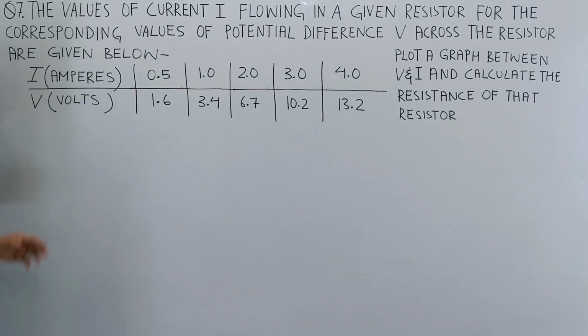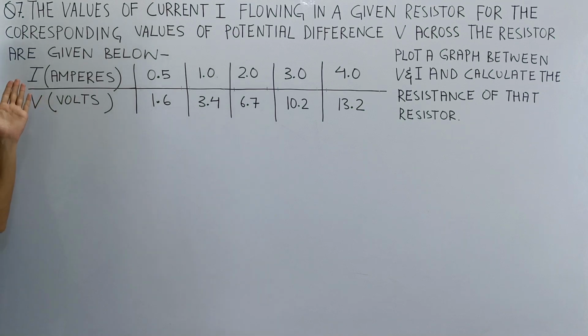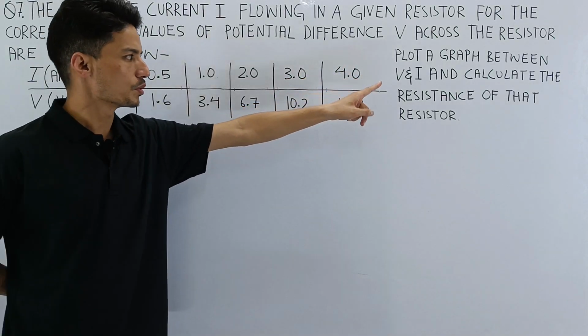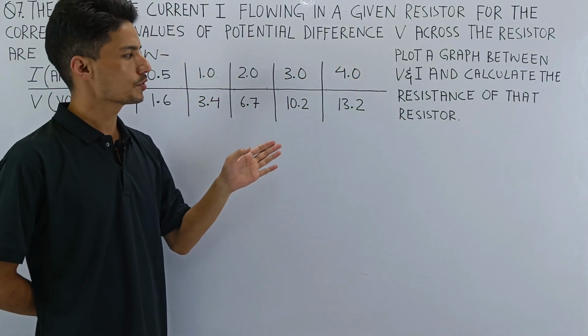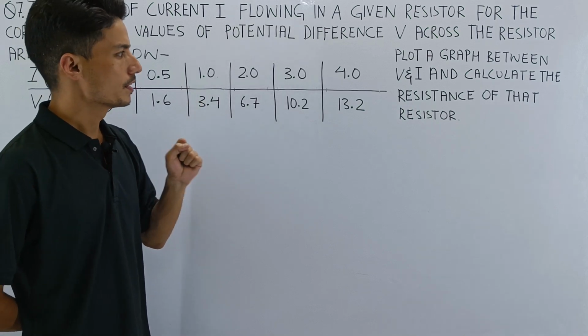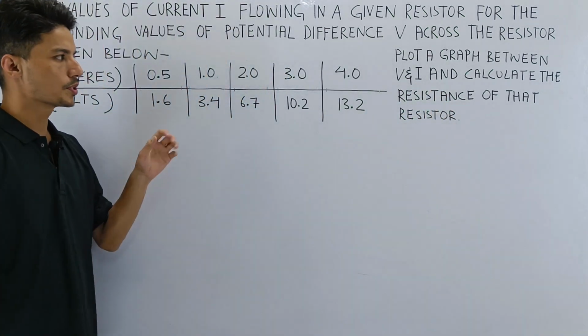Question number 7 reads: the values of current I flowing in a given resistor for the corresponding values of potential difference V across the resistor are given below. So we have been given the values of current and potential difference. Now we are to plot a graph between V and I, between potential difference and current, which is called a VI graph, and calculate the resistance of that resistor. So we will be drawing a VI graph.